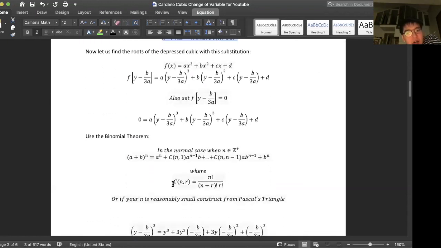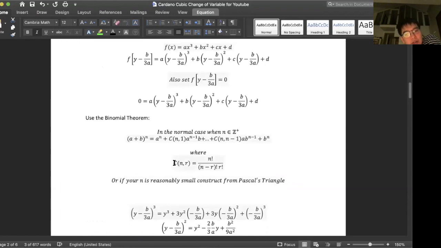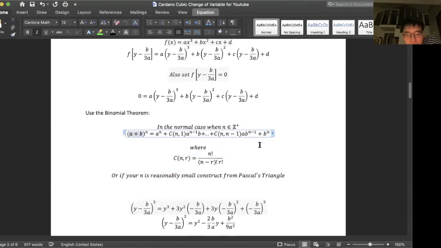And then, this is just a definition of a combination. And if your n is reasonably small, you can just construct the binomial coefficients for your expansion using Pascal's triangle. Then as you're building your terms, just get your left-hand term, raise it to the highest power, and then keep descending the powers by 1. And then for the right-hand term, start with b raised to the 0 power and keep ascending the terms all the way up until you reach the exponent. And so forth.